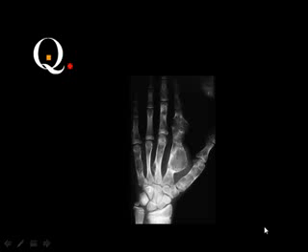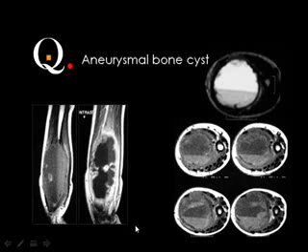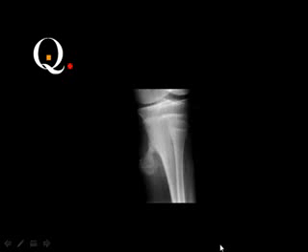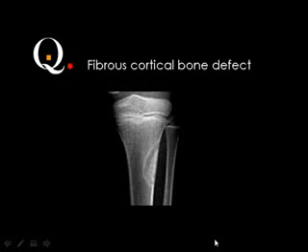Then what do you think? Multiple enchondromata or Ollier disease. Okay, which part of the human body, this area? There are 2 bones. Yes, very good. Okay. Osteochondroma, fibrous cortical bone defect.